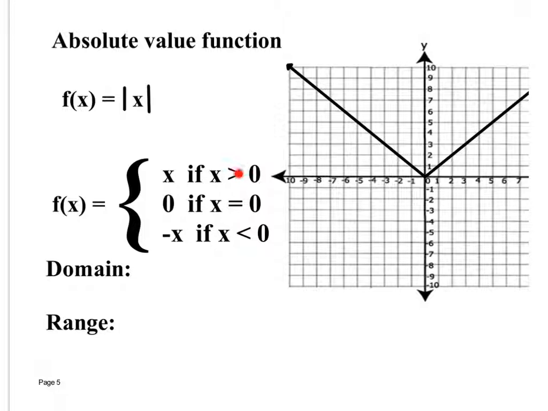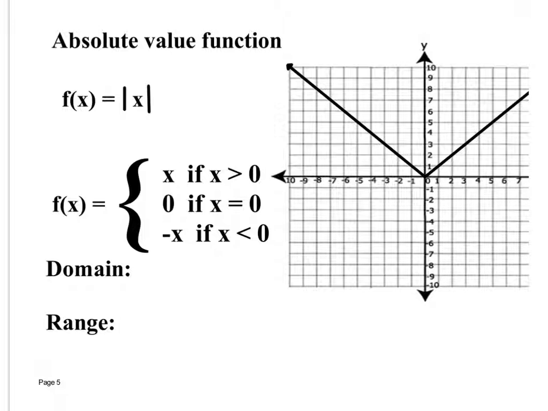If x is greater than 0, like if x is positive, then your answer is x. So let's say I picked 2. Is 2 greater than 0? Yes. So my y coordinate would be 2. 3 would be 3. 4 would be 4. 5, 5. And you can see it's going up. When I get to 0, if x is 0, then my answer is 0.